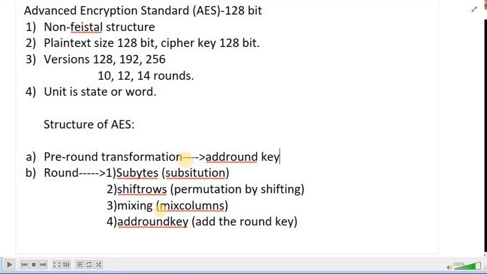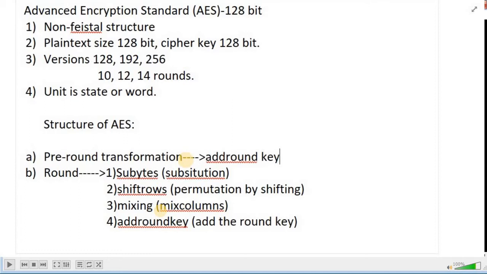Another feature of the Advanced Encryption Standard is that the plain text block must be 128-bit. Also the cipher key must be 128-bit long. There are different versions available for the Advanced Encryption Standard. The first one is 128, then 192 and 256. So what is the difference in these versions? That is basically the number of rounds, the number of iterations that each version performs. Also the cipher key as well as the plain text sizes vary from version to version.